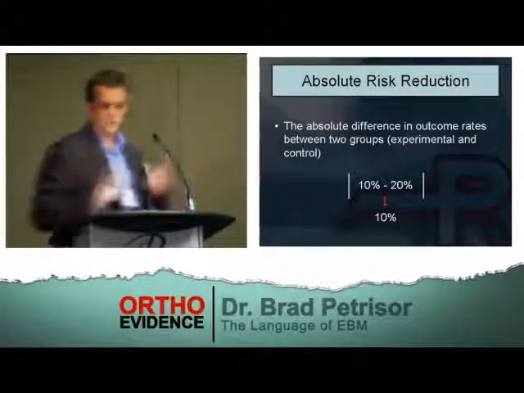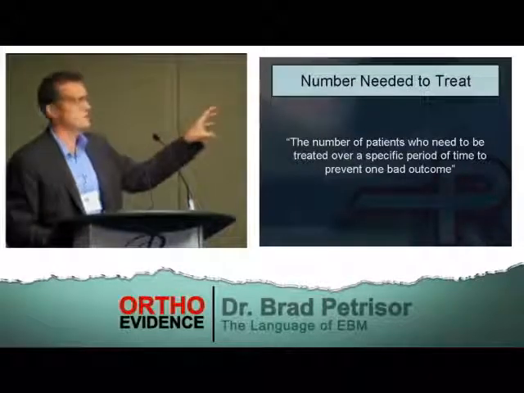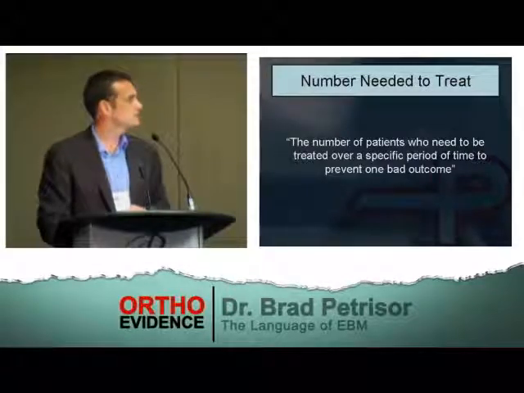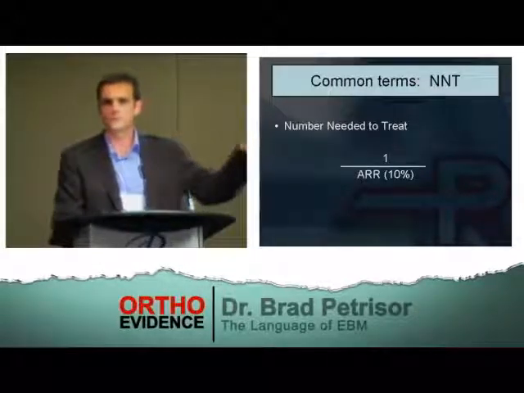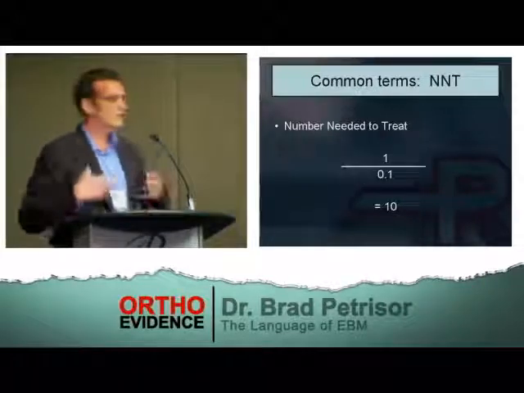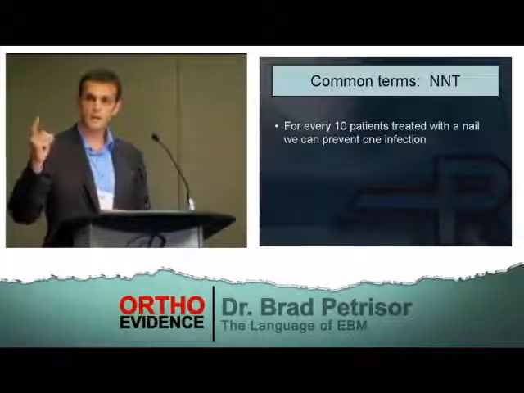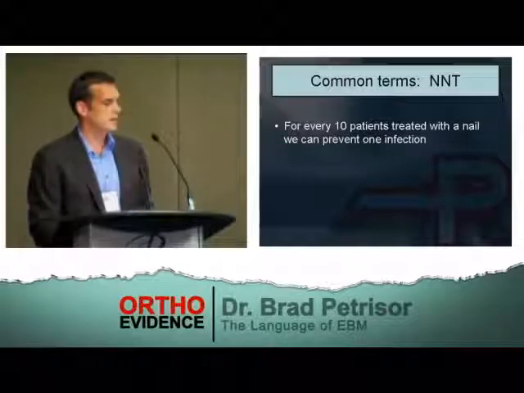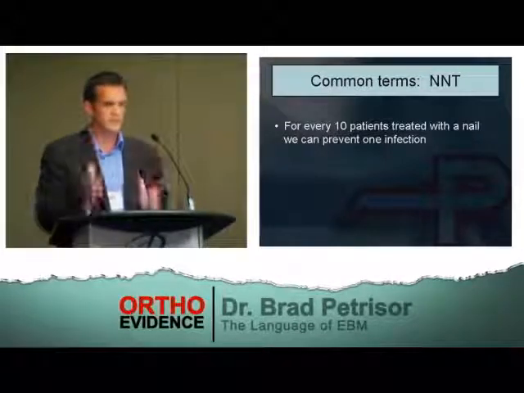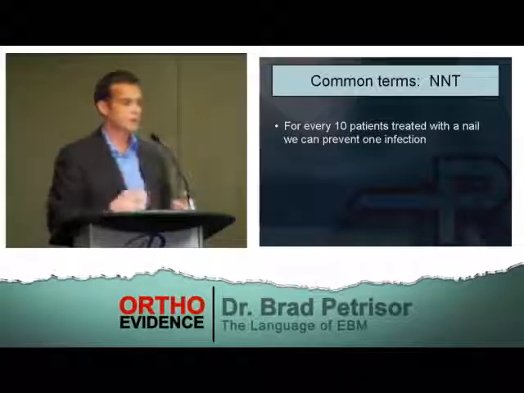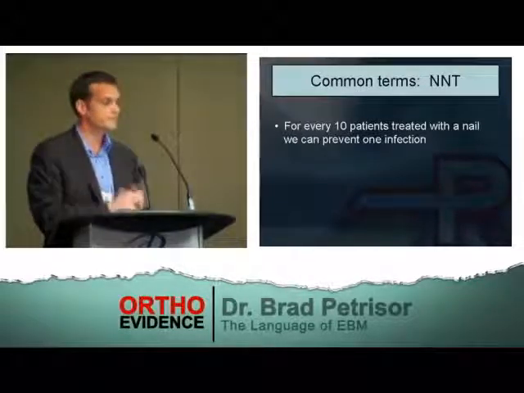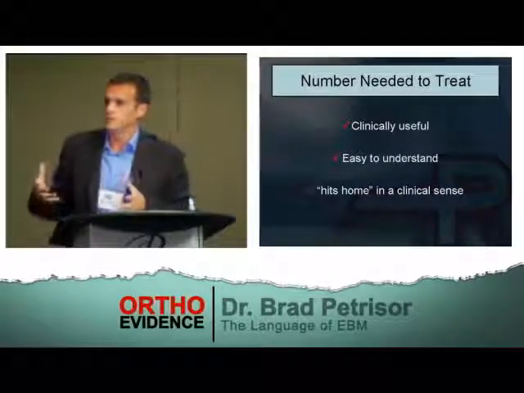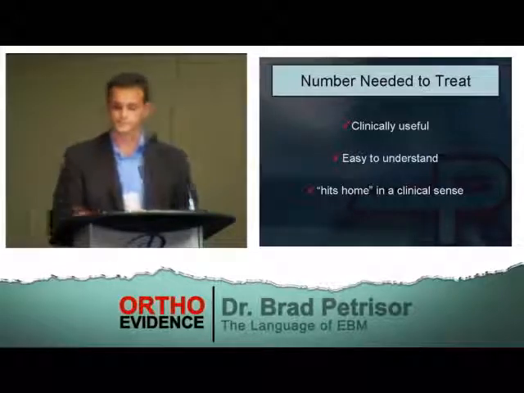Anyone? So number needed to treat is the number of patients who need to be treated over a specific period of time to prevent one bad outcome. So in this case, the number needed to treat would be given by 1 over the absolute risk reduction, and it would be 10. So if you say that in words, for every 10 patients I treat with a nail, we can prevent 1 infection. To me, as a clinician, that makes sense. Oh, okay, so if I treat 10 patients, I'm going to prevent 1 infection. That makes sense, as opposed to similar things like a relative risk reduction of 50%. So number needed to treat is argued to be clinically useful, easy to understand, and it kind of hits home and brings things down to the patient level.